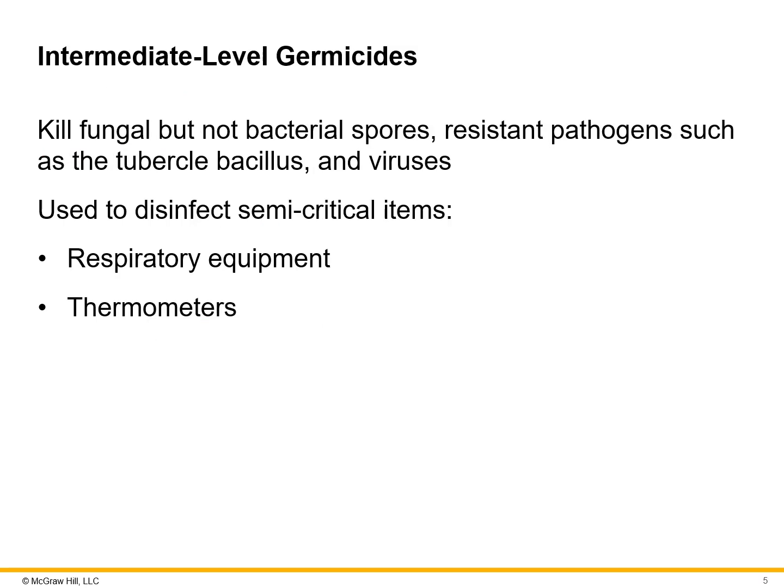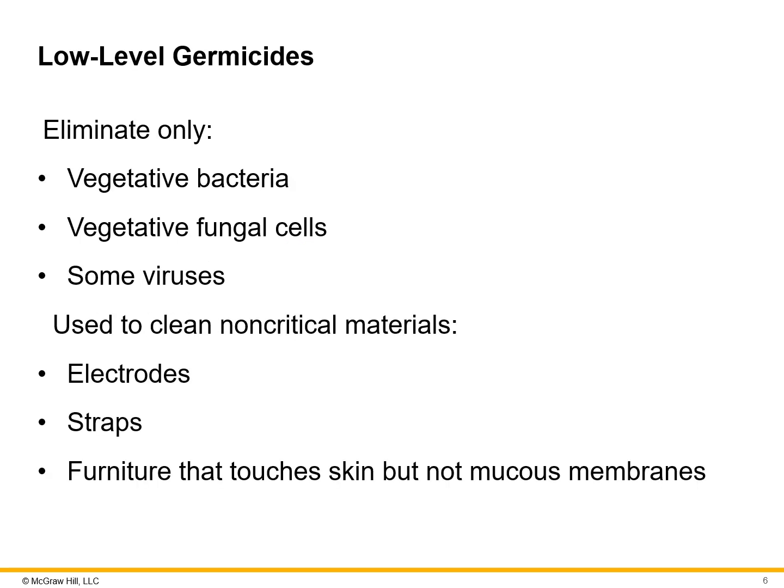Then intermediate level, these are going to kill fungal spores, but not bacterial endospores. They kill resistant pathogens and various viruses. So these would disinfect semi-critical items like thermometers or respiratory equipment that comes into contact with the mucous membrane but doesn't move through it. And then finally, the low level, they're used to eliminate only vegetative bacteria, different fungal cells, and some of the viruses. These are used on non-critical materials like straps or electrodes, furniture that's touching the skin, but again, not going through to those mucous membranes.